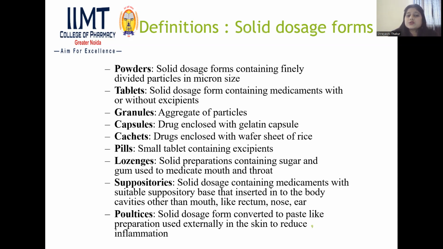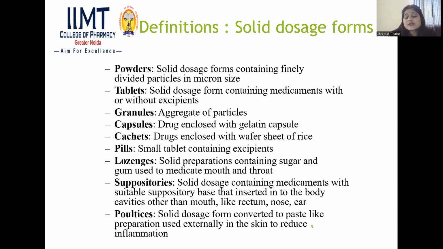Then the next one is granules. What are granules? Granules are an aggregate of particles. The next one is capsule. What is a capsule? A capsule is an enclosed drug which is covered with gelatin. Capsules are also of two types: first is soft gelatin capsule and second is hard gelatin capsule. The next one is cachets. What are cachets? Cachets are also a drug enclosed within a wafer sheet of rice paper. The next one is pills. Pills are small tablets which contain excipients.